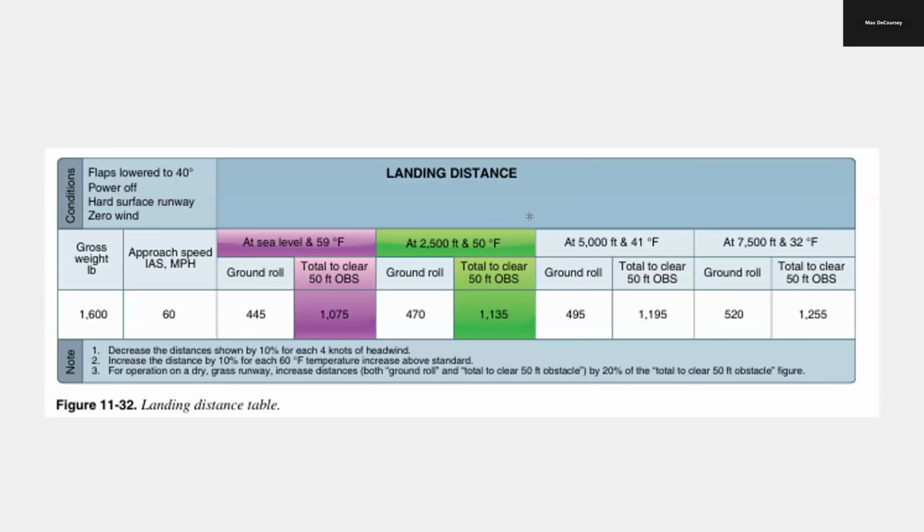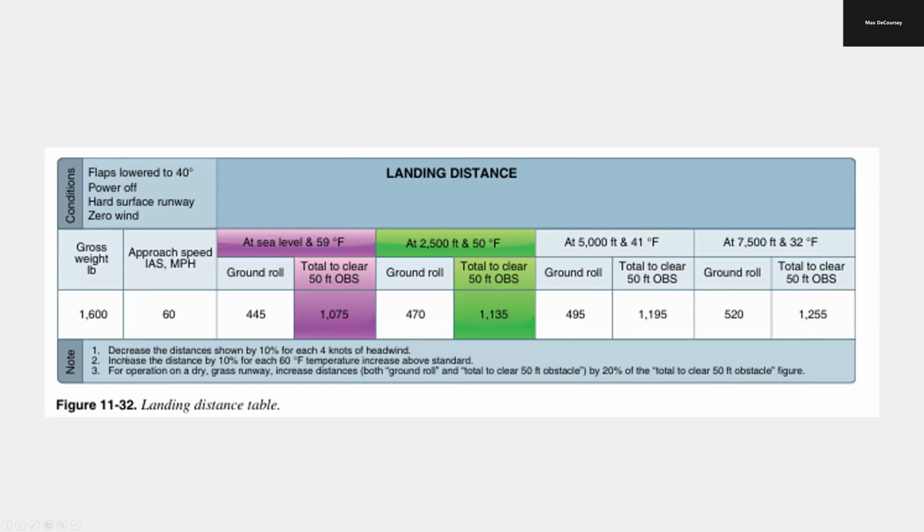There's another chart you can see. You'll see this in the 172s. They make it real straightforward for you. They give you your conditions: flaps 40, power off, hard surface, zero wind. You'll find whatever weight closely matches yours, and you'll find your altitude and temperature that matches yours the best. Usually you're not going to be at sea level and 59. A lot of times you'll be a little closer to this, so you'll end up using this number.